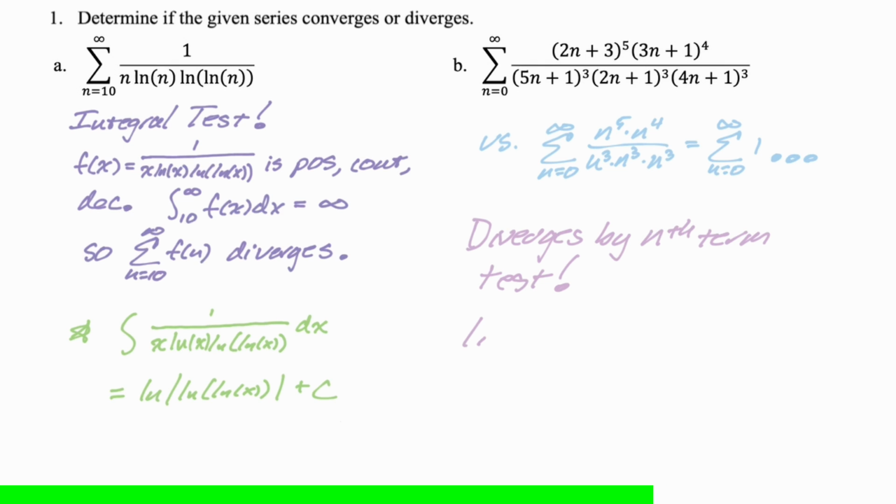So to do that, I have to show that the limit of the nth term of this thing is not 0. The limit of the nth term is, because they're polynomials of equal degree, just the coefficient of the highest term over the coefficient of the highest term. You can work it out by just looking at what's going to happen to the coefficient of n in 2n plus 3 to the 5th and the coefficient of n in 3n plus 1 to the 4th, etc. You're going to end up with a 2 to the 5th and a 3 to the 4th. In the denominator, you're going to get a 5 cubed, a 2 cubed, a 4 cubed. It doesn't matter what this simplifies to. It does not simplify to 0, and because of that, this diverges.